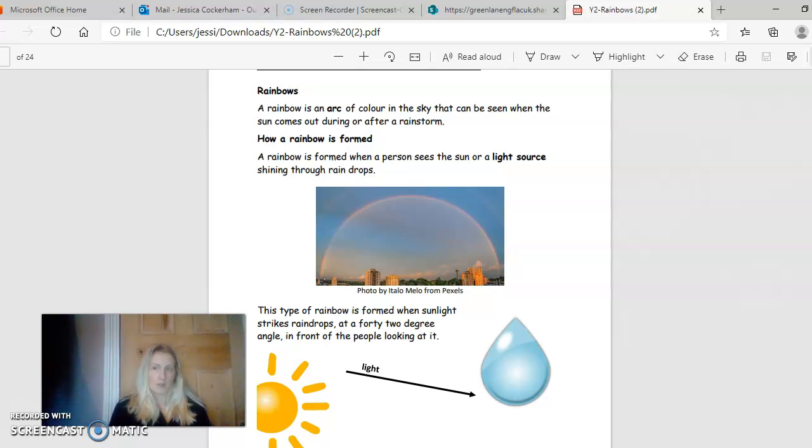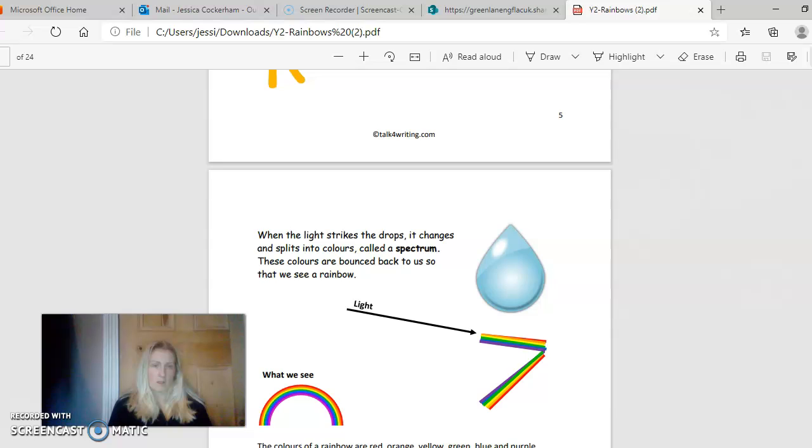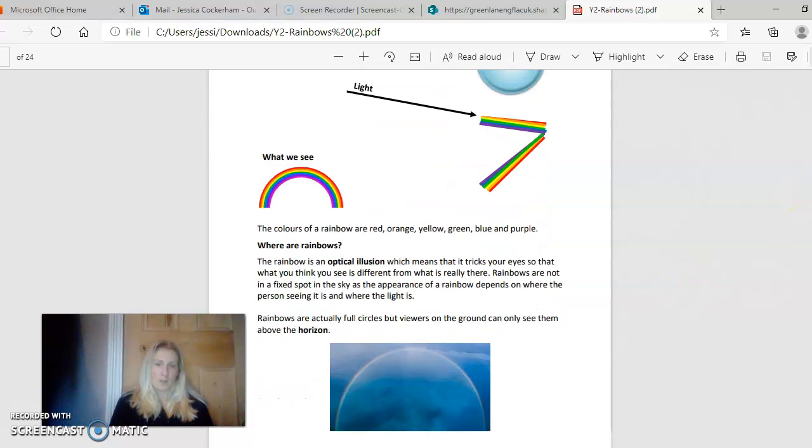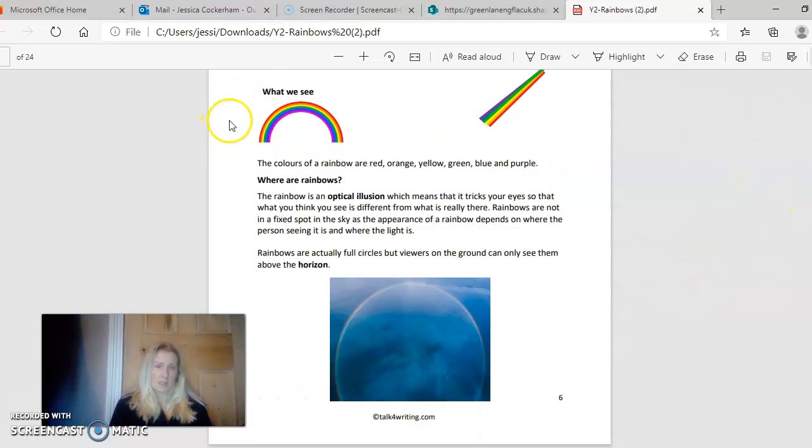Let's go down here, see if this is working. When the light strikes the drops, it changes and splits into colours, called a spectrum. These colours are bounced back to us so that we can see a rainbow. This is what we see, isn't it? The colours of a rainbow are red, orange, yellow, green, blue, and purple.